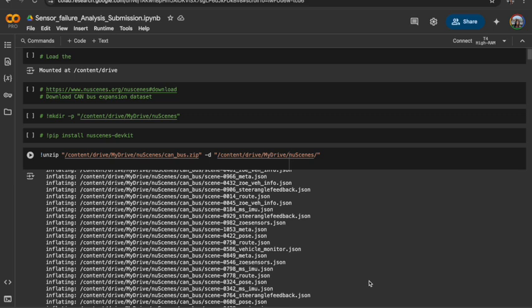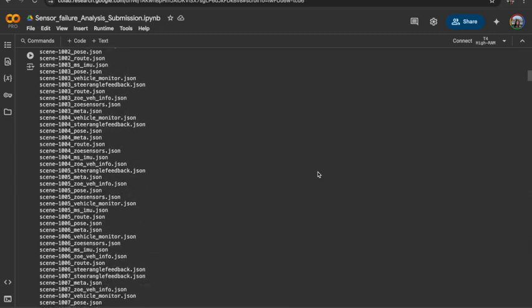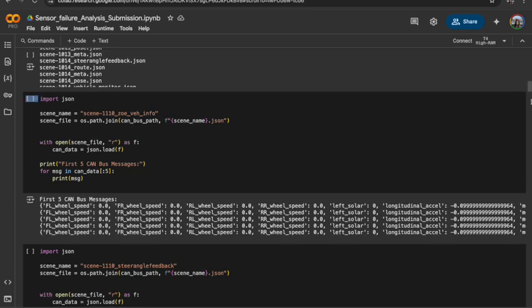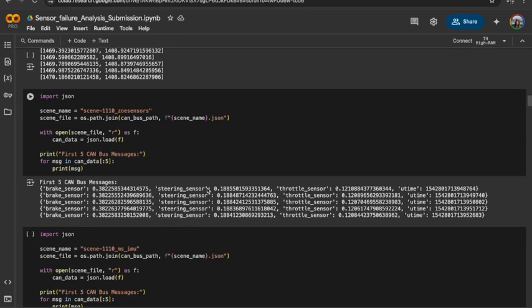The goal is to detect the failures and understand the order in which they fail and the root cause of the failure. So these are all the files contained in the CAN bus log. So it consists of front left wheel speed, front right wheel speed, rear left wheel speed, rear right wheel speed, left solar longitudinal acceleration. Then we have steering angle with the timestamp and its value. Then we have brake sensor, steering sensor, throttle sensor with its timestamp.